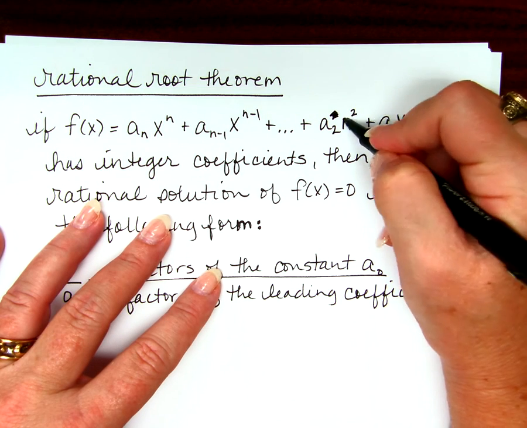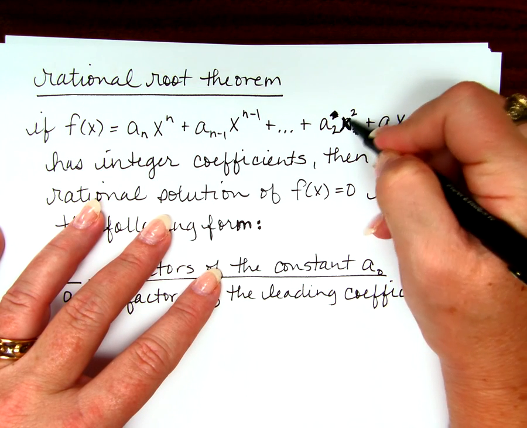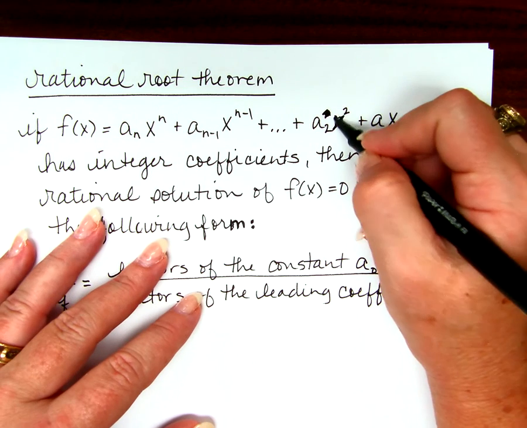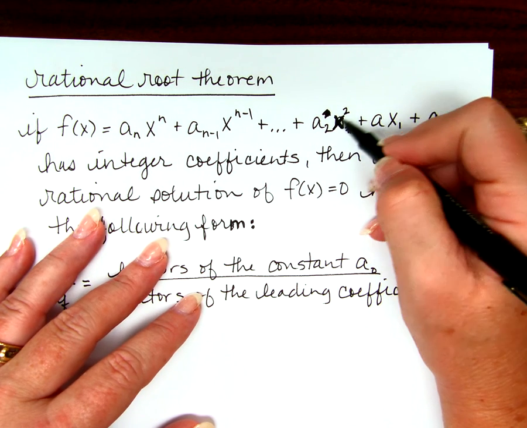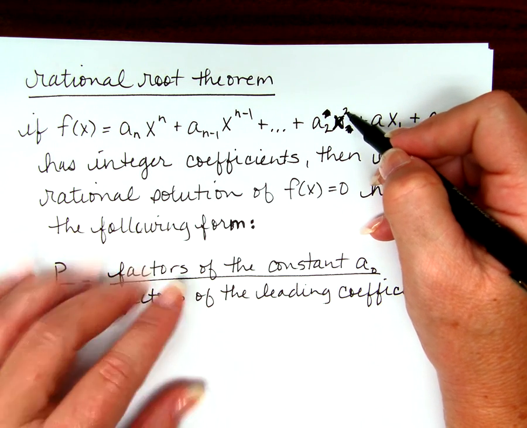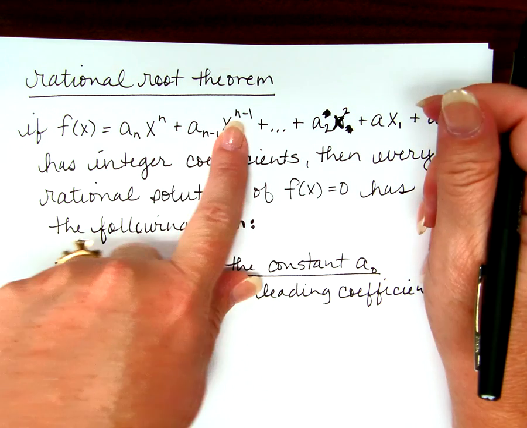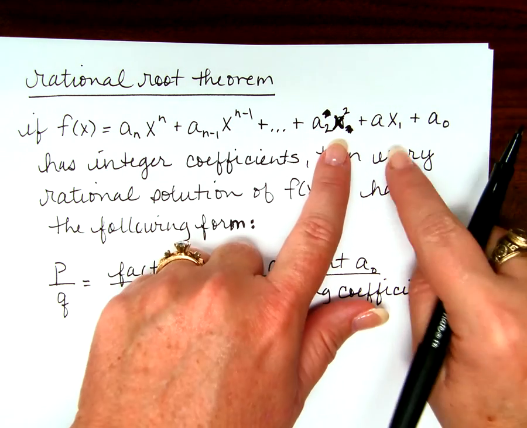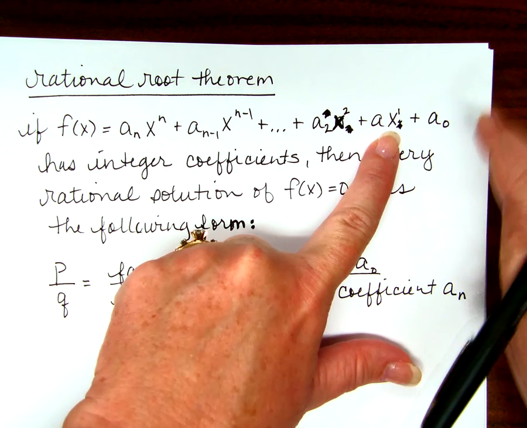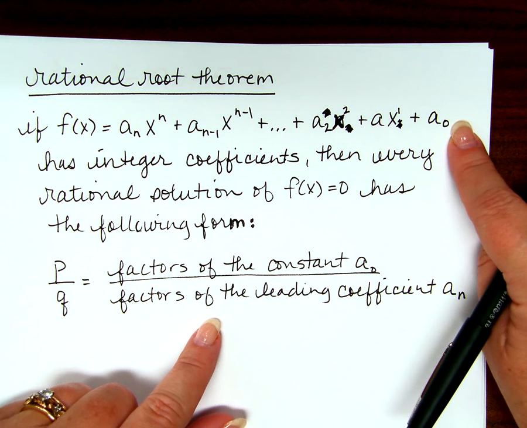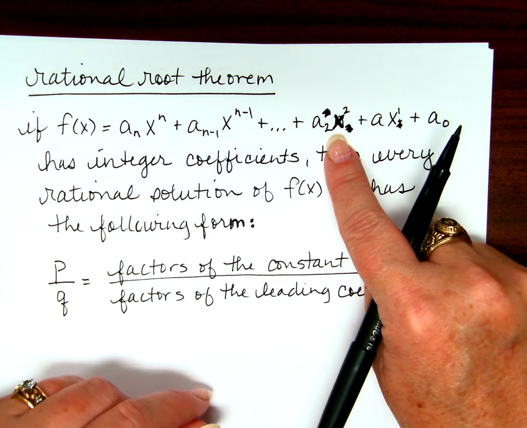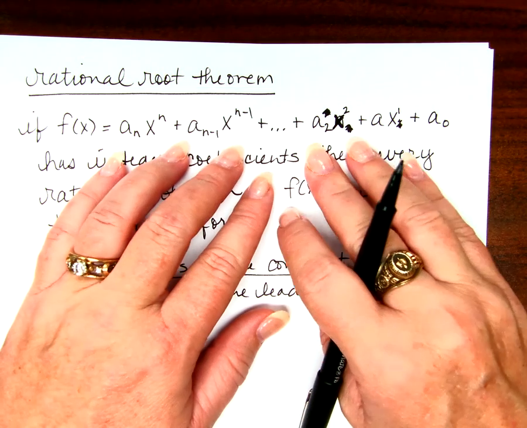Oh, Jiminy Christmas. Well, I told you I wrote it by memory, and looks like I should have looked at this one too. Okay? A sub 2 x squared. Right? So we start with the highest exponent. The next one is the next highest, 1 less than that. And then we get to x squared, and then x to the first, and then we get to the constant. Does that make sense now? I think maybe you would have understood it a little bit better if I would have written it correctly. I'm sorry. Okay? Does that make more sense?